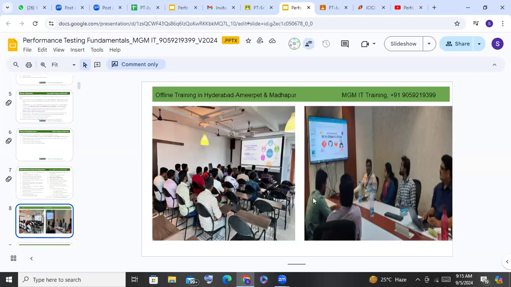We have this particular Ameerpet classroom. We also have a classroom in Madhapur, but right now Ameerpet is the one which is running properly. Anybody who wants to come to the classroom can come in as well. However, I would most probably be dealing with an online session, but you're welcome to come into the classroom. All right.